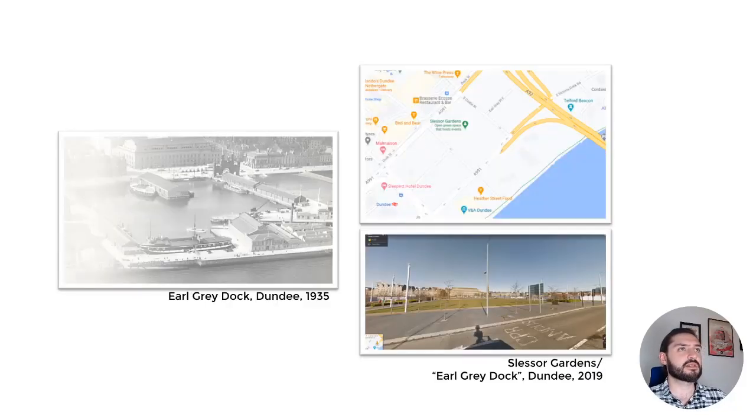The photo on the last slide was from Earl Grey Dock in Dundee in 1935. For those of you who currently reside in Dundee, this view is probably unfamiliar. What used to be Earl Grey Dock has now been totally transformed, expanding the land outwards to create Slessor Gardens and the space where the V&A resides. The only remnant of the once great dock is a small side street named Earl Grey Place.